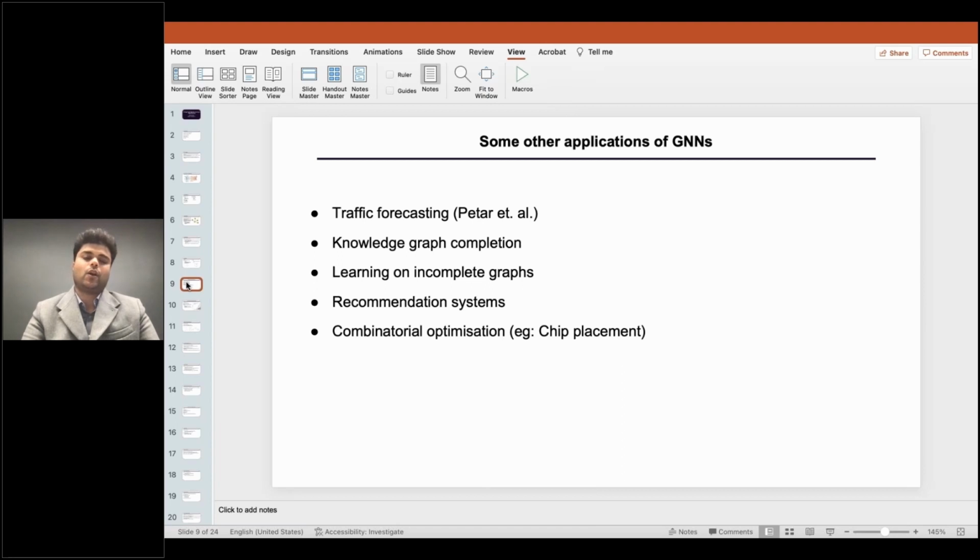So beyond drug discovery, there have been a lot of other application areas for GNNs, which include traffic forecasting, knowledge graph completion, learning on incomplete graphs, recommendation systems, combinatorial optimization. And one of the very useful applications which I've found is chip placement, which for VLSI and EDA firms is very, very important, and it's a combinatorially explosive space. So it's a very interesting application. That one is specifically something I really enjoy. Next slide, please.